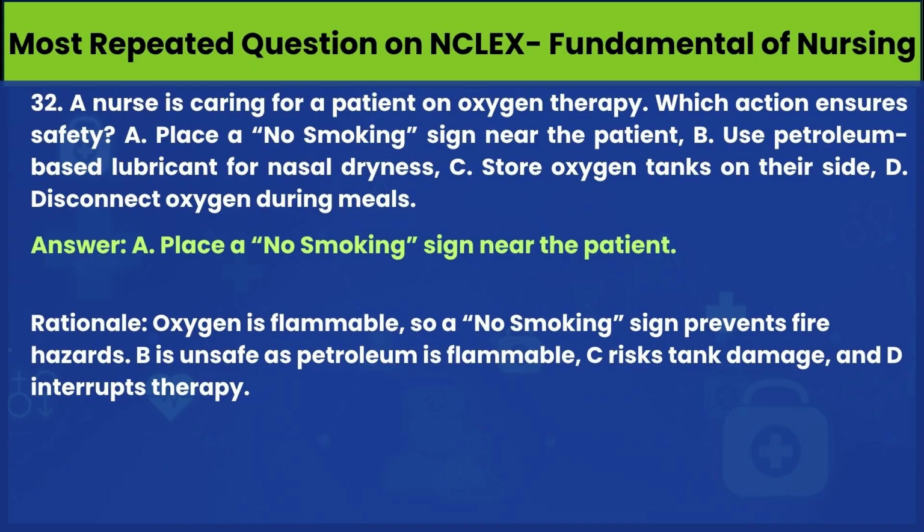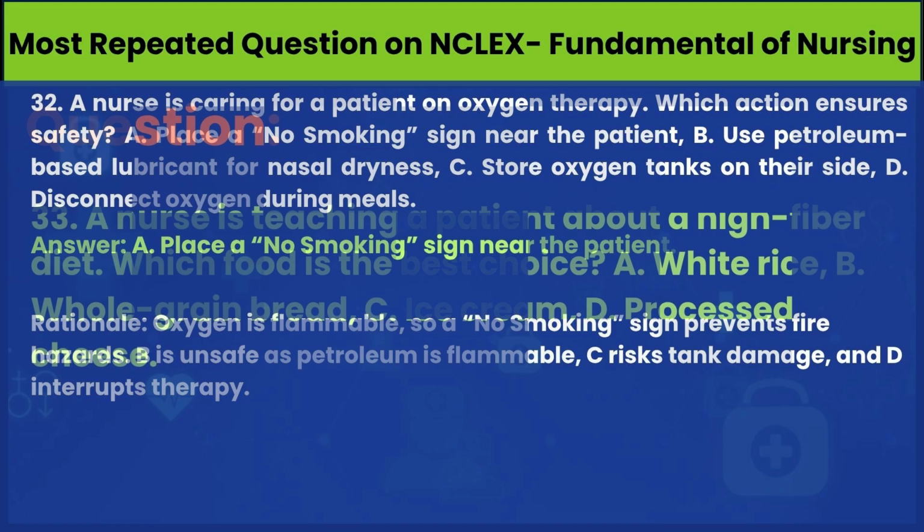Answer. A. Place a no-smoking sign near the patient. Rationale. Oxygen is flammable, so a no-smoking sign prevents fire hazards. B is unsafe as petroleum is flammable. C risks tank damage. And D interrupts therapy.